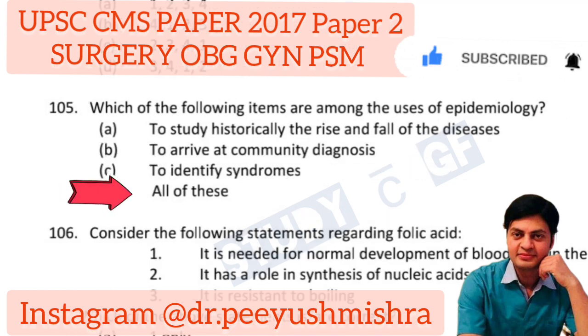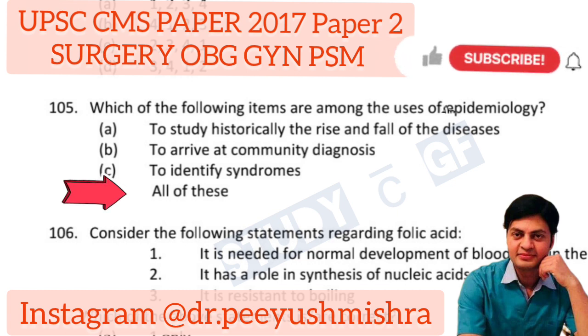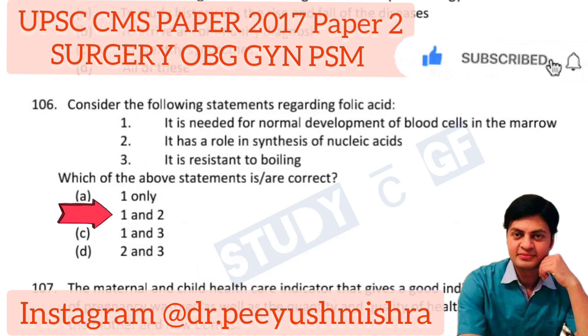Which of these items are among the uses of epidemiology: to study historically the rise and fall of diseases, to arrive at community diagnosis, to identify syndromes? All of these are correct. Consider the following statements regarding folic acid. It is needed for normal development of blood cells in the marrow. It has role in synthesis of nucleic acid.